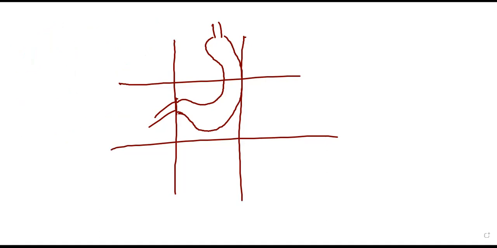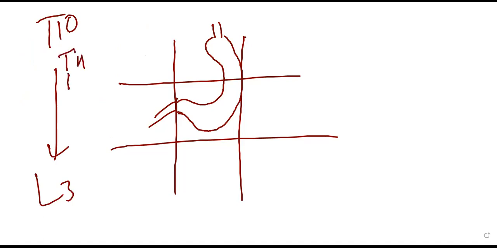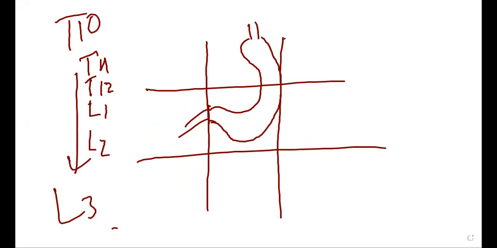And note one thing, that the stomach is present anteriorly to the T10 to L3. Means that T10, T11, T12, L1, L2, and L3 vertebrae are present posteriorly to the stomach, and at this exact location the stomach is present.